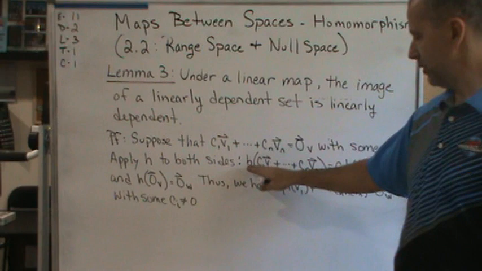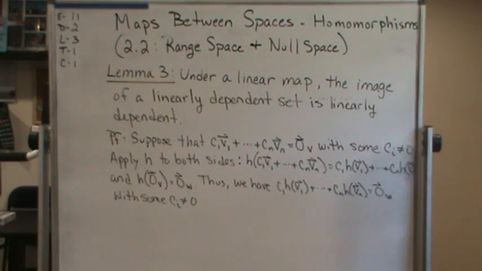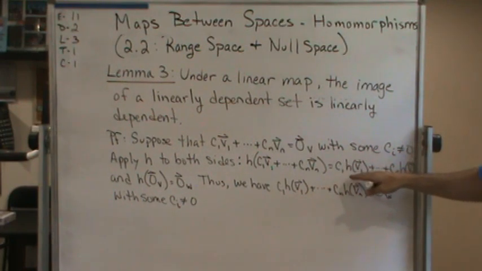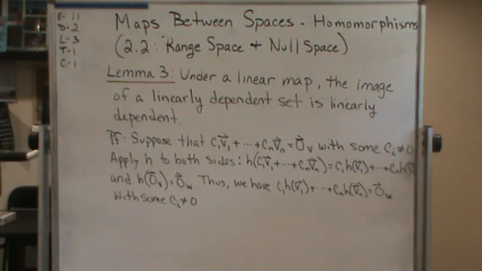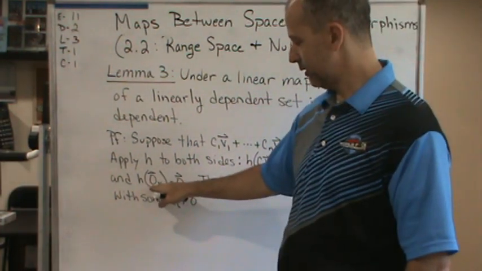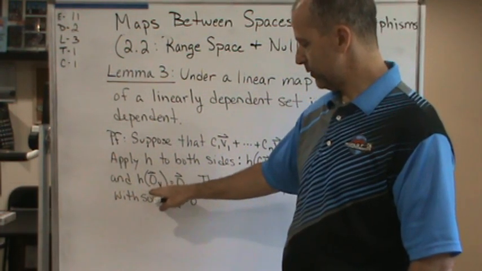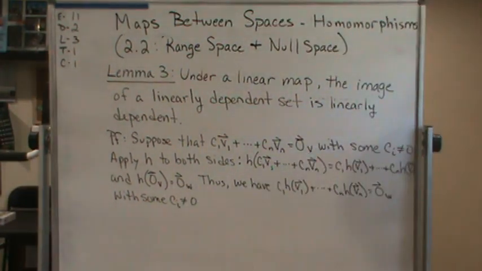So we're going to take h of the linear combination. Of course, we can split that up into the linear combination of the h's, right? So we can take c1 times h of v1 and so on, all the way to c sub n times h of v sub n. And then, of course, if we take h of the zero vector in the vector space V, it's going to map to the zero vector in the vector space W.